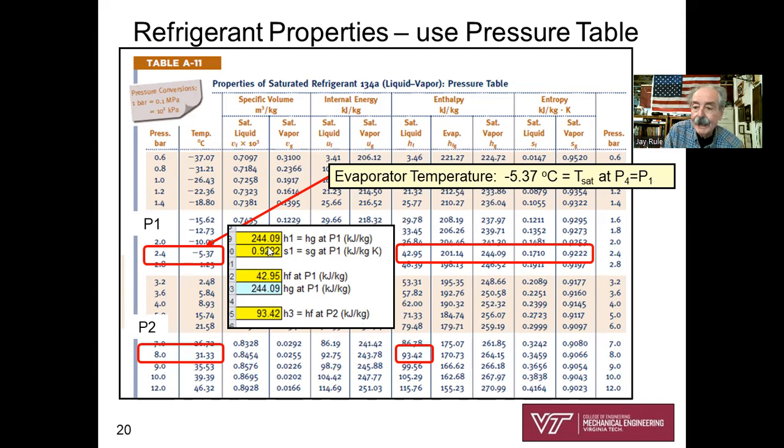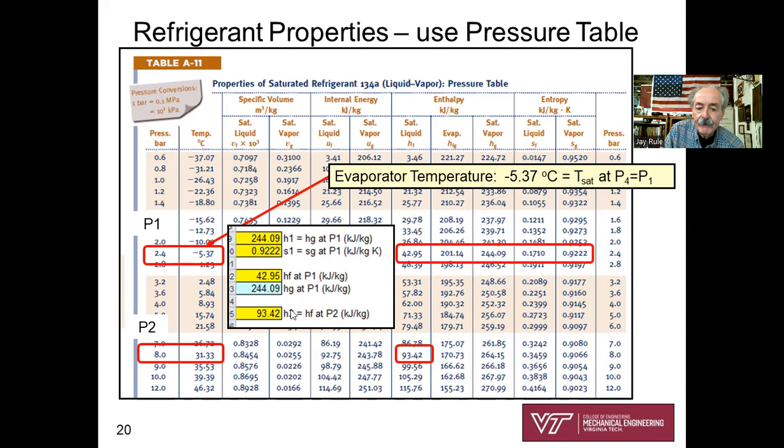Okay. At state 1, we're going to write down h1. We know we'll need that for the first law. And we'll also write down s1. Let's see, 244.09 for h1, and 0.9222 kilojoules per kilogram degree K for s1. And we know we need s1 because we're going to do the isentropic analysis for the compressor.